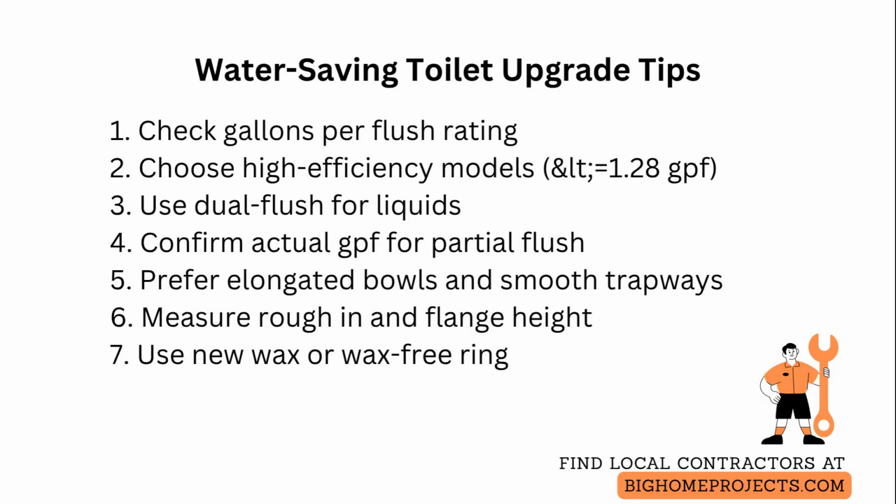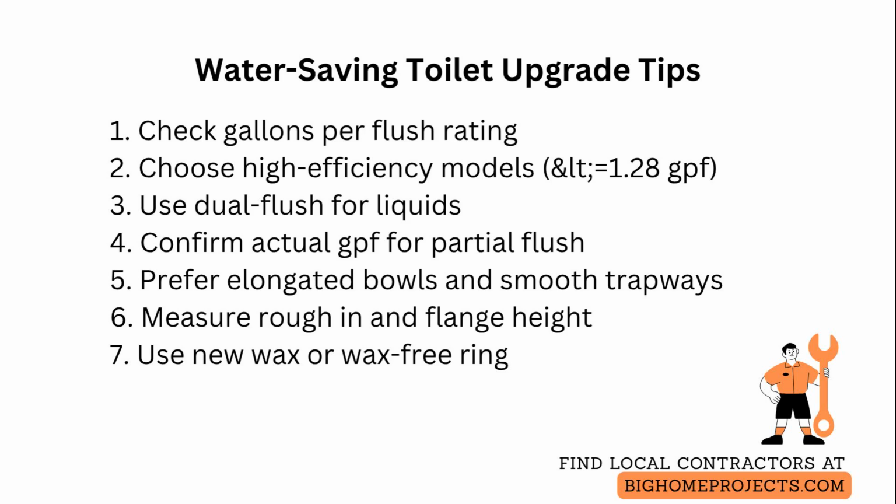These rely on optimized trapways, larger flush valves, and bowl geometry to move waste effectively without extra water. Dual flush toilets let you choose a partial flush for liquids and a full flush for solids, and that can cut average household water use noticeably if everyone uses the correct flush. The partial flush should be about half the volume of the full flush, but you should confirm the actual gallons per flush on the model.